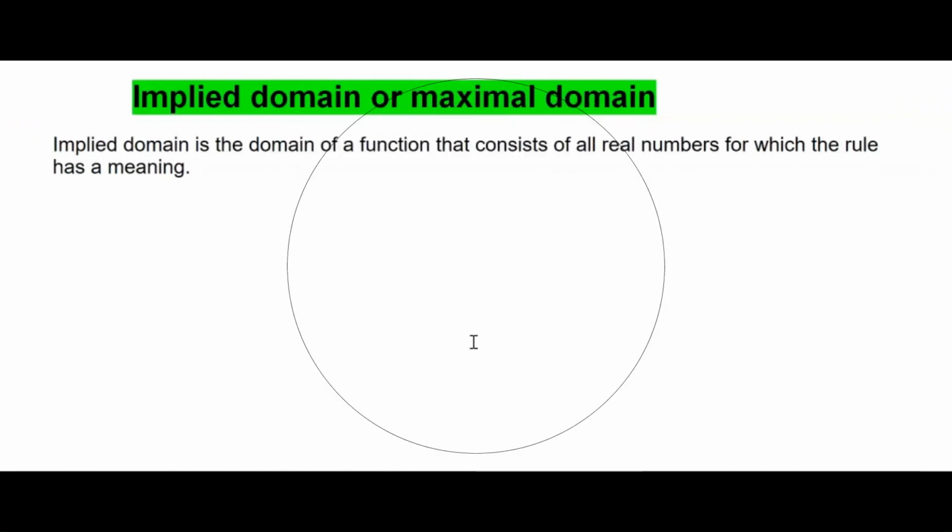Alright, implied domain or the maximal domain mean the same thing. Implied domain is the domain of a function that consists of all real numbers for which the rule has a meaning. Alright, let's have a look at an example. So let's say this one A.